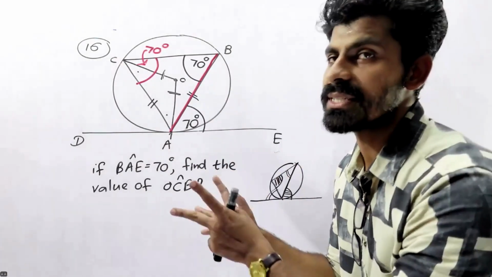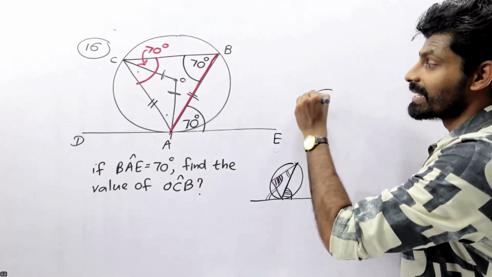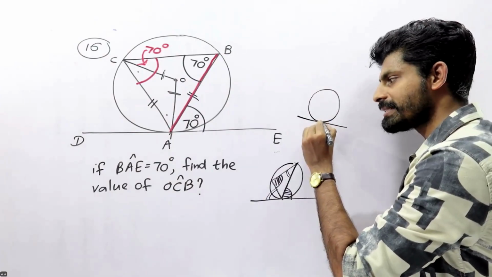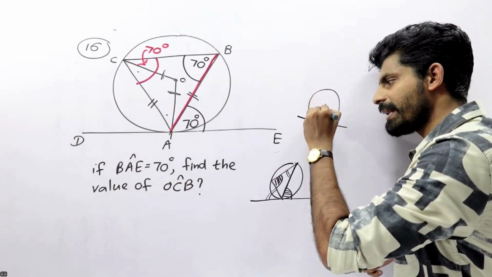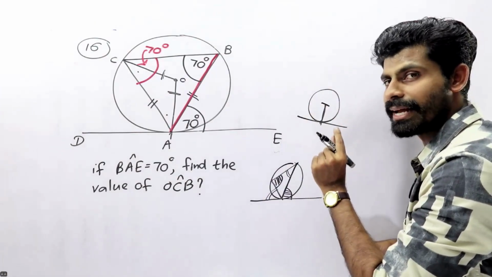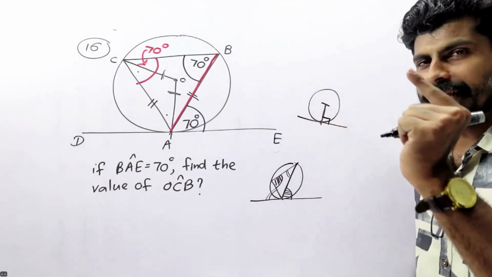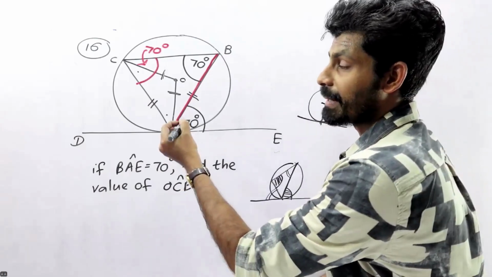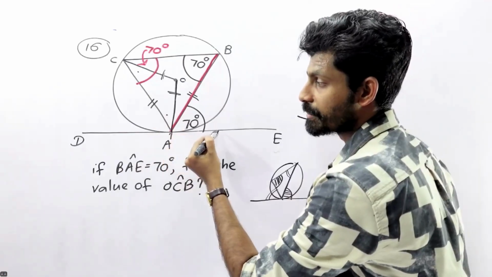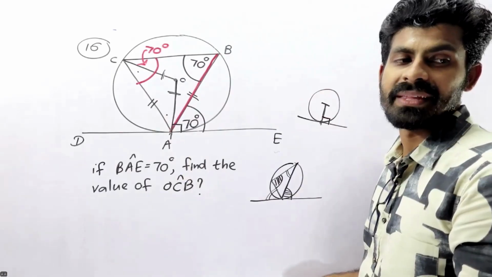Now closely look at the figure. Very important theorem is there. If you are drawing a line between the tangent point and the center, how many degrees are there? 90 degrees. So this is the center and this one is the tangent. So this one should be equal to 90 degrees.